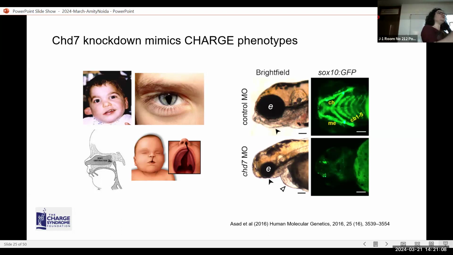So the defects that you see are in the same tissues. The fish, of course, never looks like the human, but the organs that are affected are the same, telling you that this gene, it's a human gene, which we found the ortholog in fish and knocked it down, and you see similar phenotypes to what you see in the disease, right?